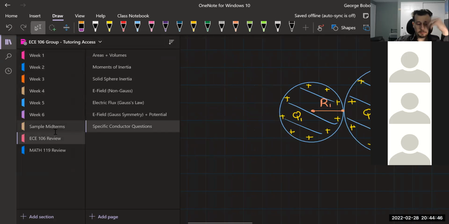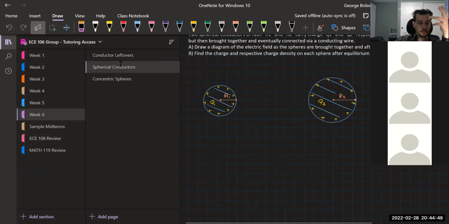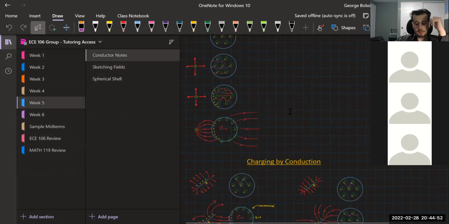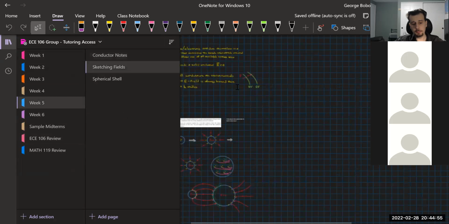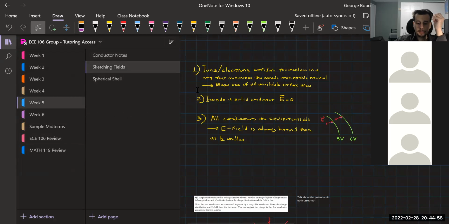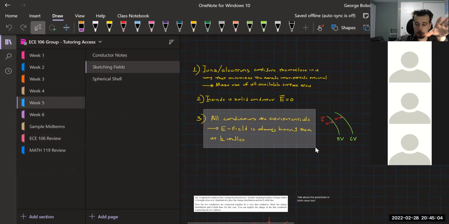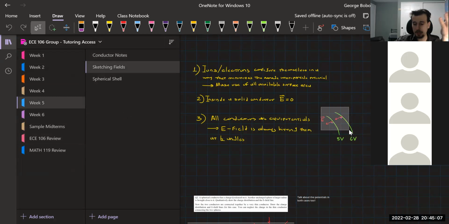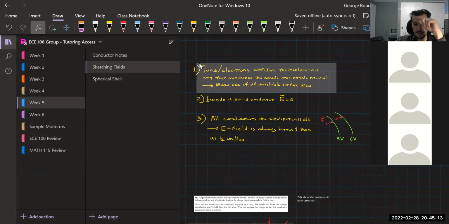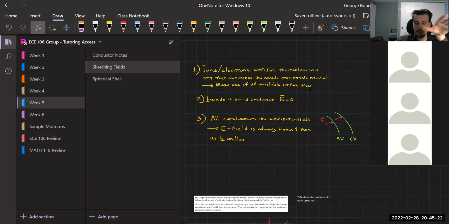And I want to remind you here of the rules we've said about conductors. I gave you 3 rules, if you remember. Inside a solid conductor, no electric field, we know that. All conductors are equipotential, so the electric fields hit the conductor surfaces at 90-degree angles, we know that. But look at the first one. The ions configure themselves in a way that minimizes the average interparticle potential. That just means that they spread and make use of all of the available surface area.